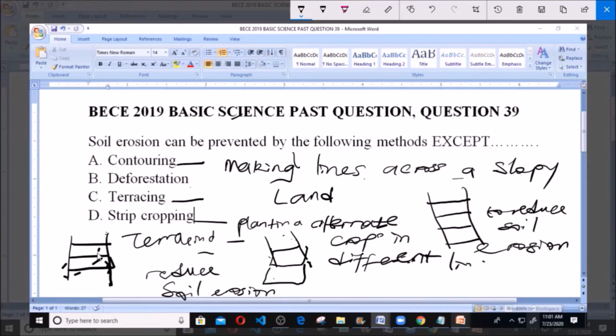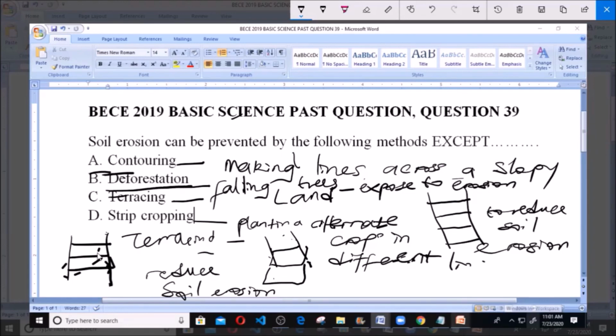Now, deforestation here simply means the act of felling trees. And when you fell these trees, what happens? You expose the soil to erosion. Once trees are felled, the soil is exposed to erosion. So from this, you see that our answer is B, deforestation, because the rest, contouring, terracing, and strip cropping, reduce soil erosion. Deforestation makes the land prone to erosion. So our answer is B, deforestation.